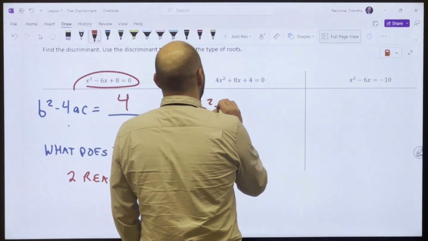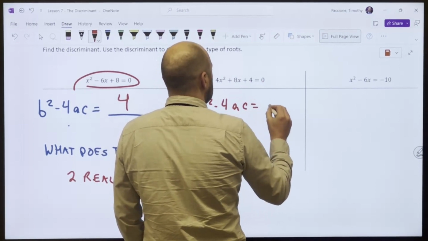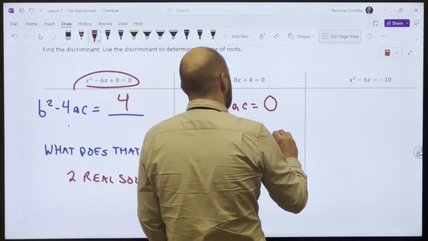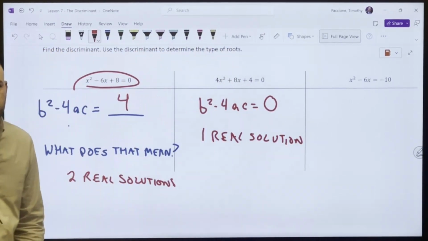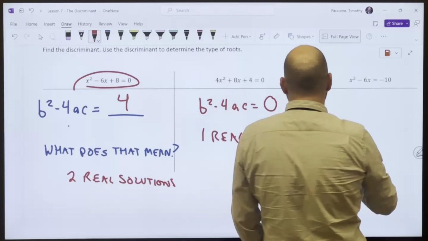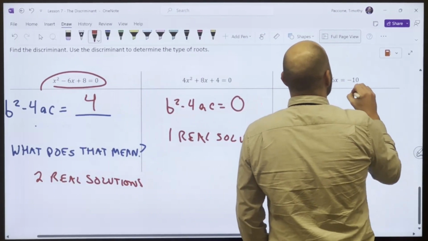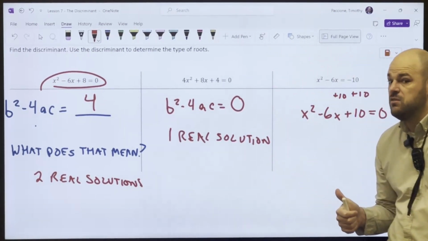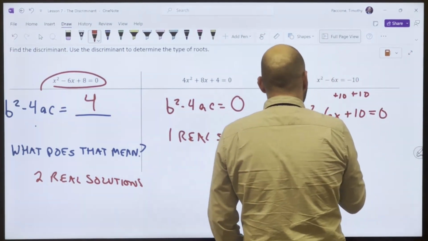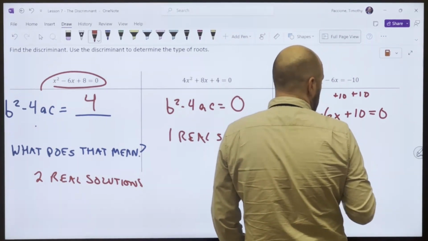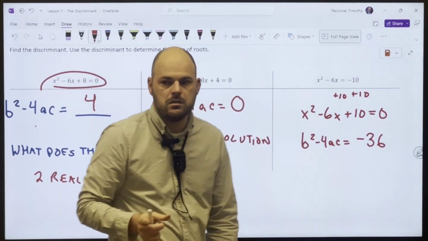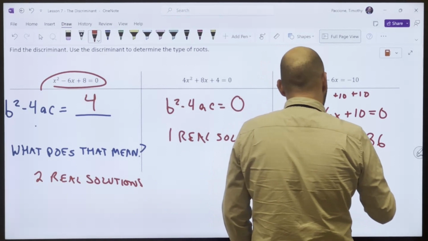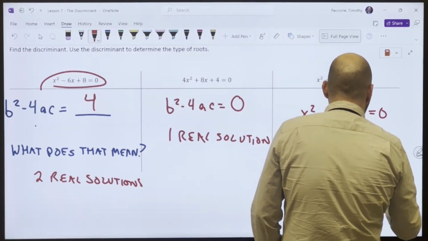All right, here, b squared minus 4ac was equal to what? 0, which means 1 real solution. And what do you think we might be able to do with that equation? Yeah, I can GCF it and see how that goes, okay? Now here, I would want to add 10 to both sides, and I get x squared minus 6x plus 10 equals 0. So I get the right c value. It would be a positive, right? And then I find out that b squared minus 4ac equals negative 36, which means 2 imaginary solutions, and it also means I need to use what? The quadratic formula. There's no way out of it.